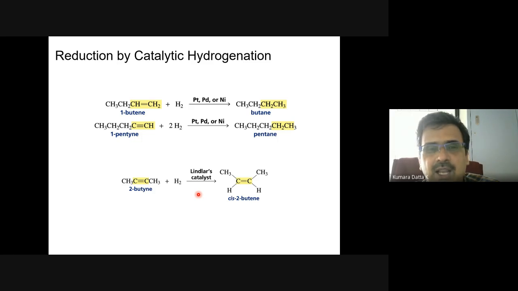If not, I insist you have a look at what it has to do with palladium, or what it has to do with calcium carbonate and so on. So basically, it's the combination of both. Okay, that is Lindlar's catalyst.